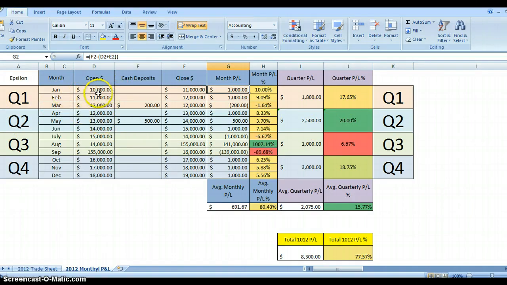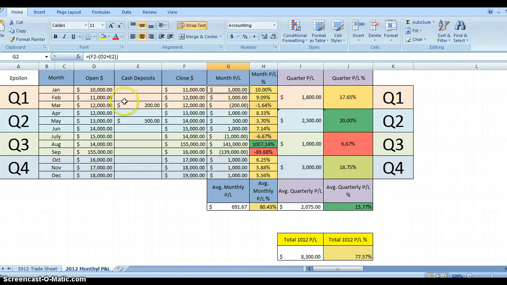So anyway, what we're going to have here is just the open of January, what we started on January 1st, how much money was in our account, and then what we closed with last day in January, minus any cash deposits. When you're doing your calculations here, don't forget your cash deposits. And those calculations, I'm not going to go into detail, but if you have any questions, just email me or contact me at epsilonfinancial.com.